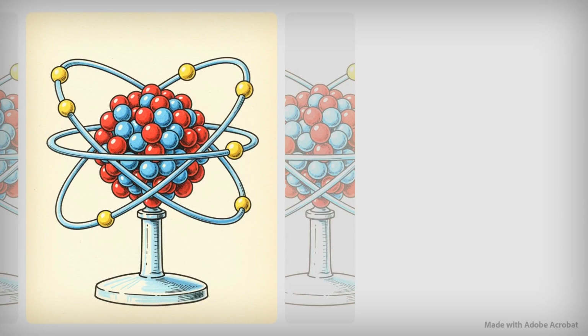Nucleons and electrons form the foundation of atomic structure. Nucleons are the protons and neutrons found in the nucleus of an atom. Electrons are negatively charged particles that orbit the nucleus.